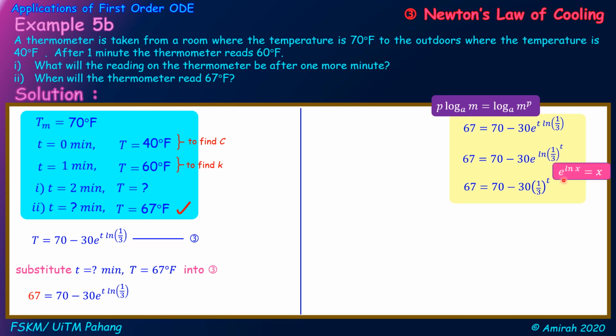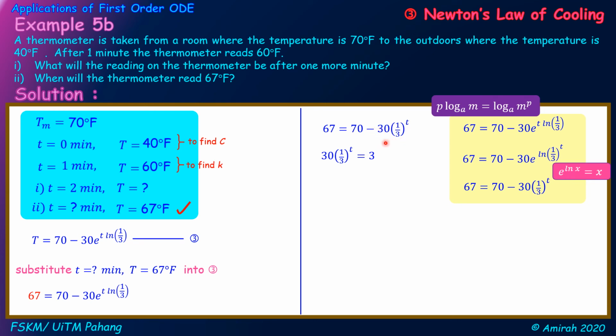After that, using the formula e to the power of positive ln x equals x, we can simplify e to the power of ln 1 over 3, to the power of t, to 1 over 3 to the power of t only, with no more e to the power of ln because we use this formula. So now we have 67 equals 70 minus 30 times 1 over 3 to the power of t.